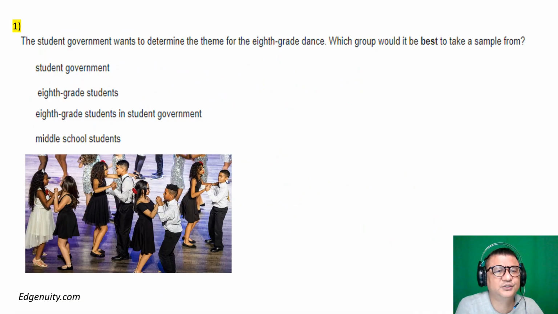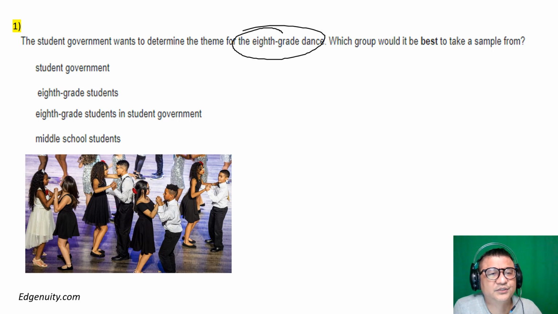Okay, let's try some Ingenuity. A student government, let's read this. A student government wants to determine the theme for the 8th grade dance. Which group would be best to take a sample from? 8th grade dance. Take note. You need to underline keywords. So I'm going to ask the student government.